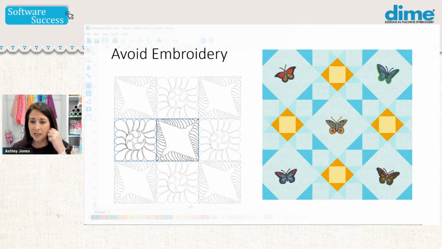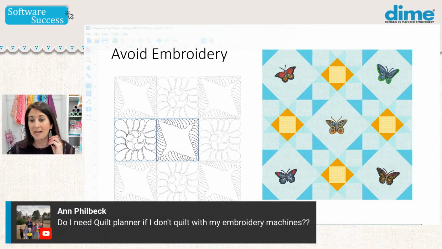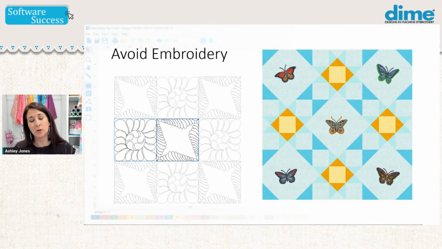Then Anne Philback says, do I need Quilt Planner if I don't quilt with my embroidery machine? Well, I don't think you do. Some of our software has a lot of overlapping features. It's not really just quilting. Like Quilt Embellisher is not just for the quilter. Oh my gosh, it has so much in it. But I really feel like Quilt Planner is for quilt planning, but also other projects too, that might be smaller quilted projects.